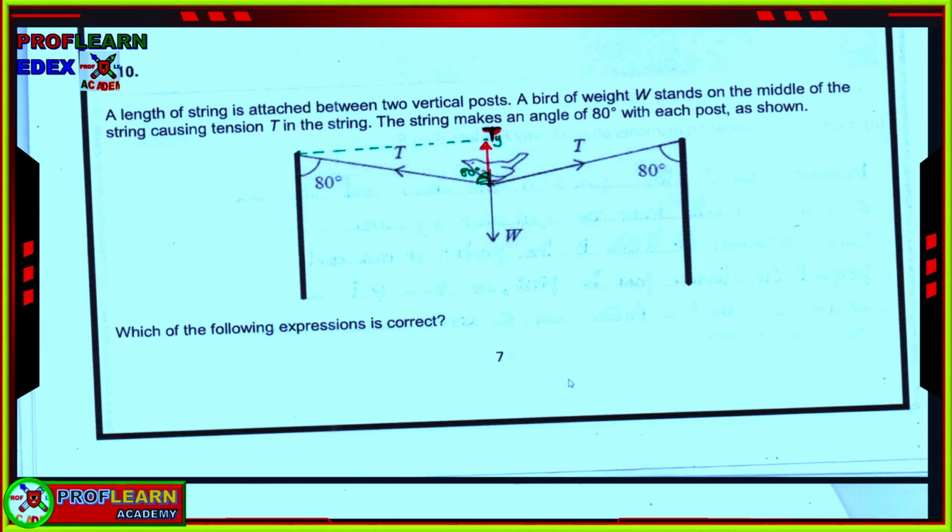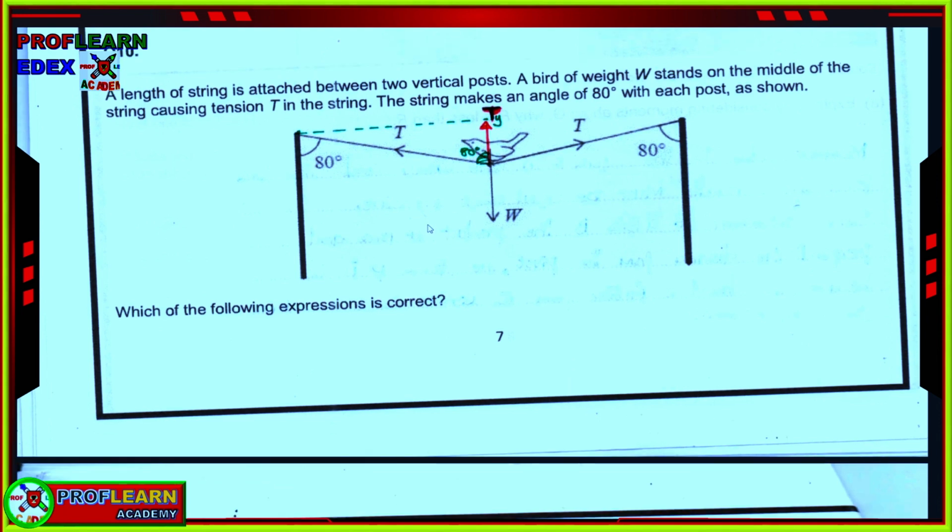Question 10, equilibrium. Condition for equilibrium: upward forces should be equal to downward forces. So if there is this bar that is resting at this point, and we draw a line like that, we shall have 90 degrees here. Tension at this point, and we are told that the angle here is 80. So if this is 80, then this angle also is going to be 80.